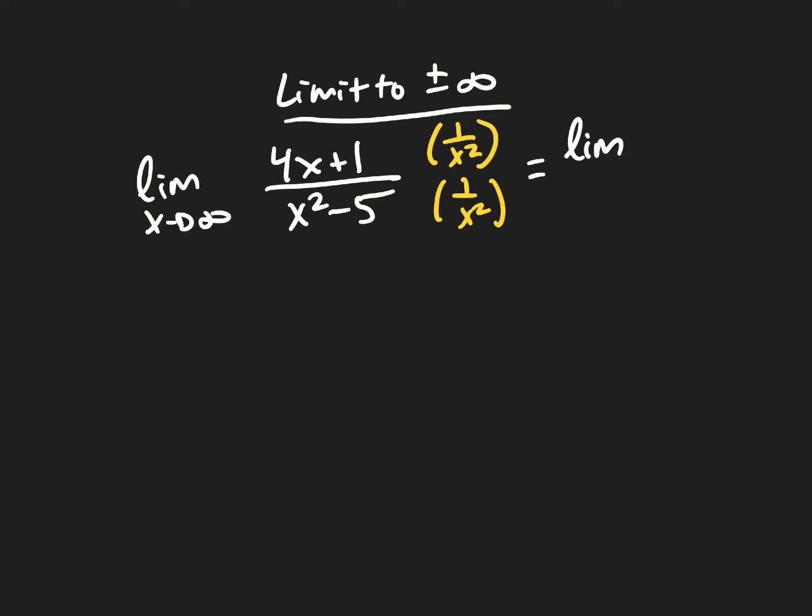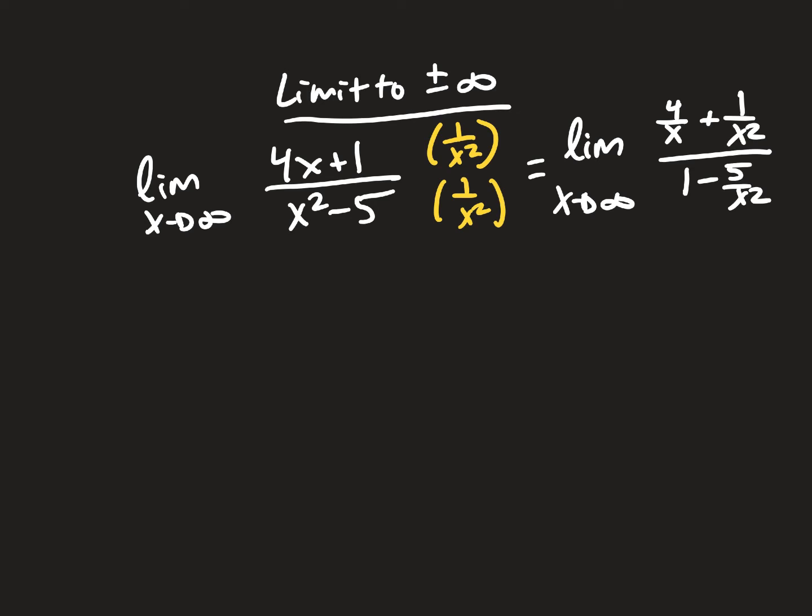so still dealing with the limit as x goes to infinity of, well, distributing 1 over x squared to the numerator, I'm going to have 4 over x plus 1 over x squared divided by 1, because x squared over x squared is 1, minus 5 over x squared.